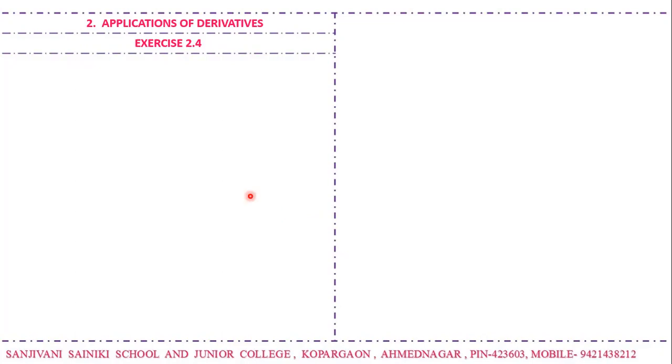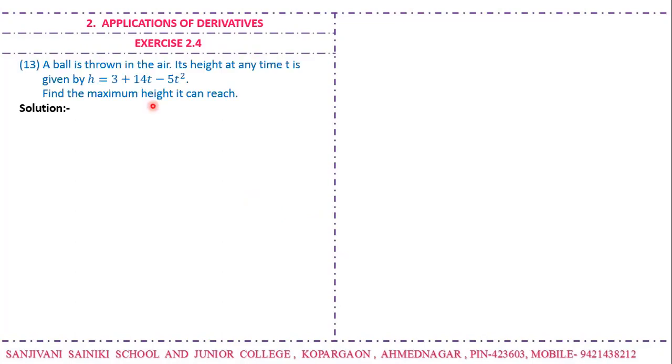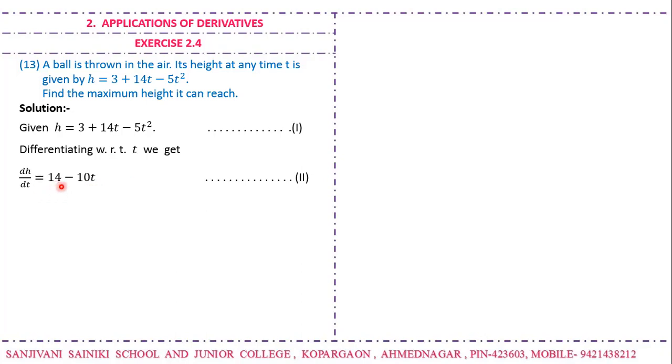The 13th example: a ball is thrown in the air. Its height at any time t is given by h is equal to 3 plus 14t minus 5t square. Find the maximum height it can reach. This is the equation of height. Differentiating with respect to t, we get 14 minus 10t. Now for maximum value, we know that dh by dt is 0, that is, the first derivative is 0.